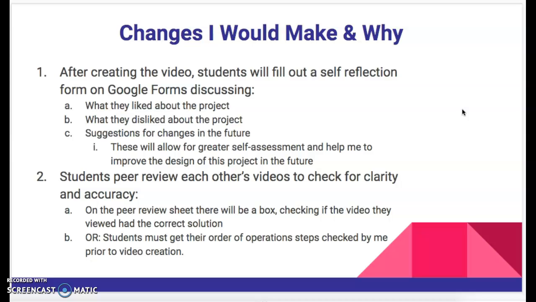I would like students, in the peer review, to check a box saying yes, the video had the correct solution, or no, the video did not, and prove their reasoning. Otherwise, if I did not do that, I would absolutely have students get their order of operations steps and work checked by me before they are allowed to create the video. That would clear up a lot of the confusion. So it would be either A or B, the two options I would do.